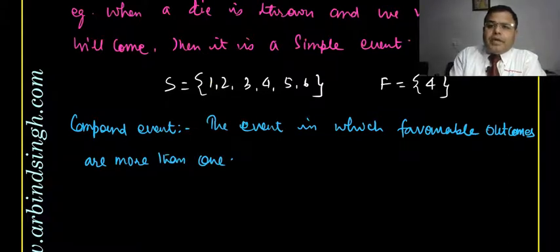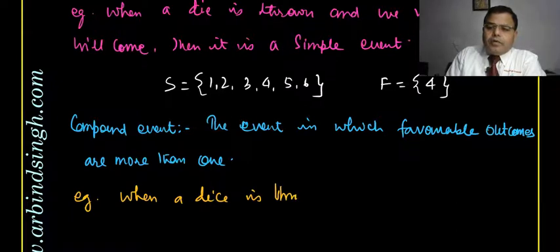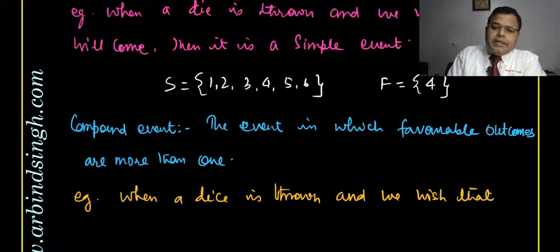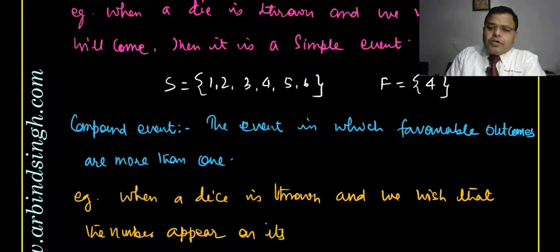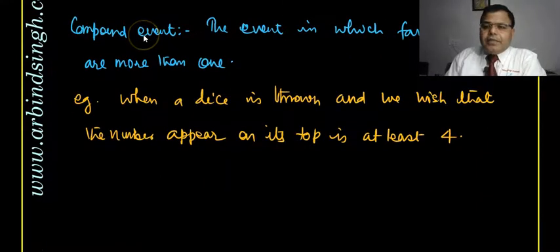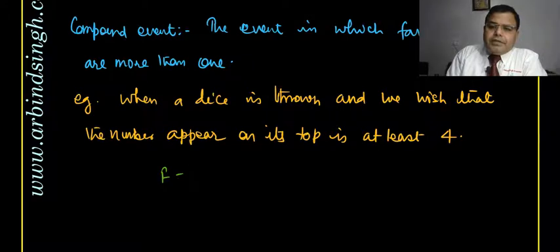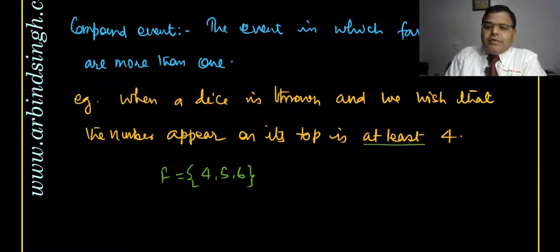For example, when a die is thrown and we wish that the number appearing on its top is at least four, in that case favorable outcomes will be 4, 5, and 6. At least four, so this will be a compound event. Or at most 5, then it will also be a compound event. So these are the types of events.